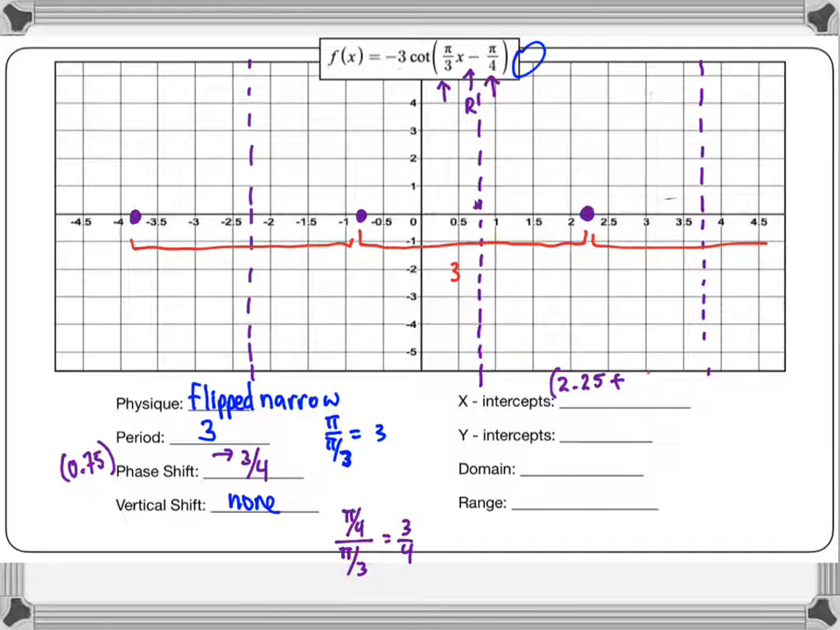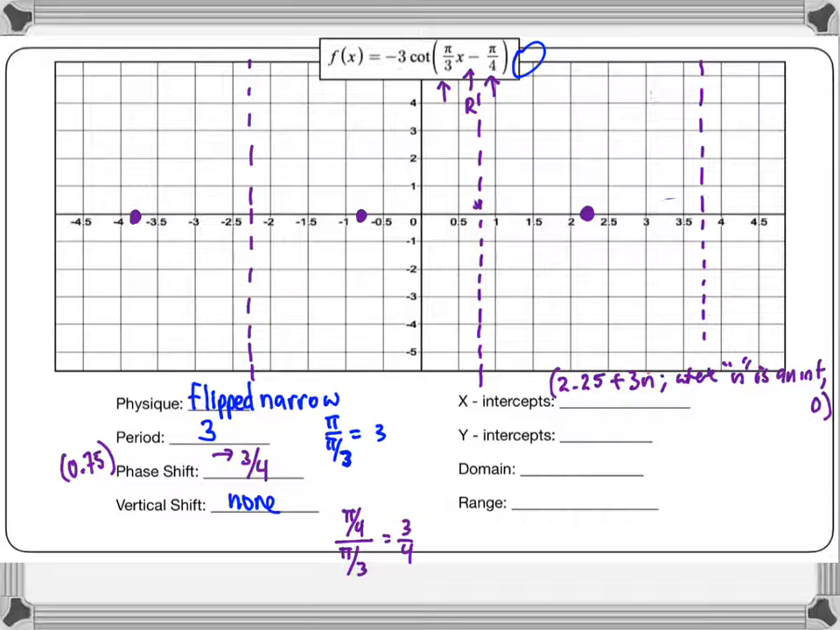That's basically what we're looking at, because it's going to be 3 units in between each one of those. To put that into a package here, I'm going to get rid of those guys, and it is going to be plus 3n, where n is an integer, comma 0. And that takes care of the x-intercepts.